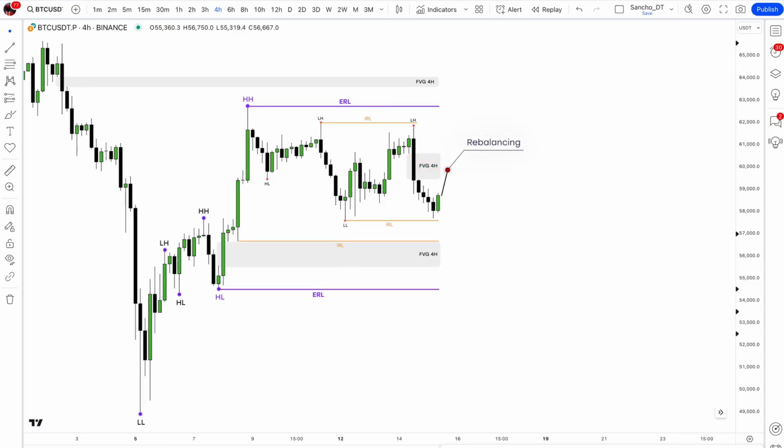Thus, just a few steps allow you to form a plan with a high probability of price movement that will be relevant in the coming days. We expect a rebalancing of the bearish imbalance and consider opening short positions. Within the bullish imbalance, we look for a reversal to open long positions.